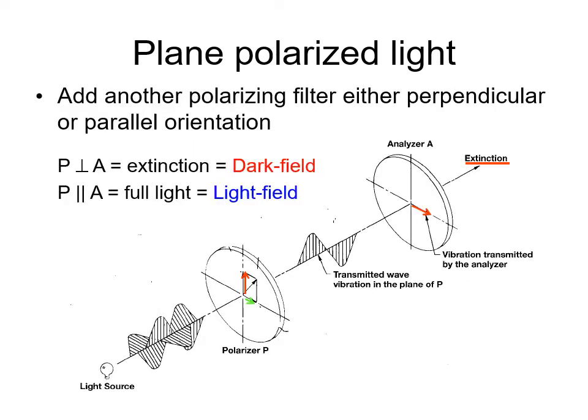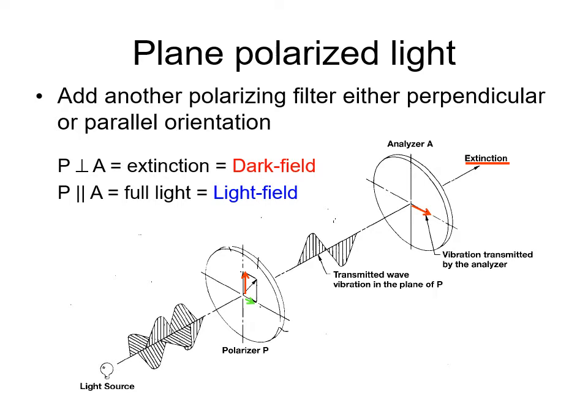Continuing on with this topic of plane polarized light, we can add another polarizing filter, in either a perpendicular or parallel orientation. The difference is that the perpendicular orientation is equal to a dark field or extinction, and the parallel is full light, or the light field.